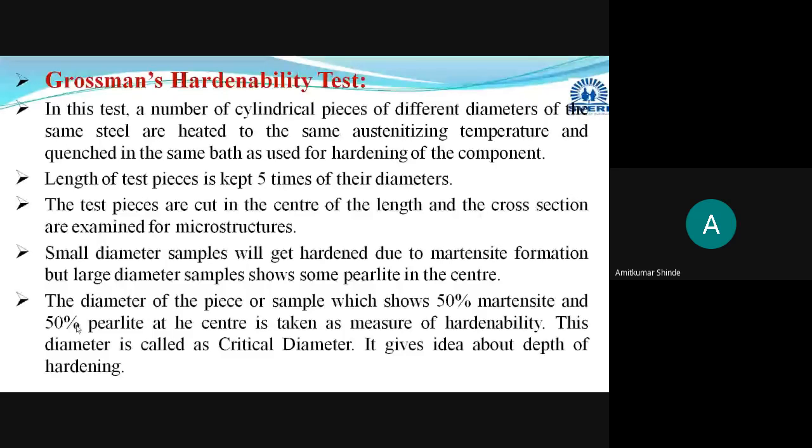Okay, a number of samples with different diameters and different lengths were taken, and depending on the diameter, the length has to be taken, and length is generally taken as 5 times the diameter of that steel sample. And all these samples are heated in a furnace above A3 or above ACM temperature, so that the steel gets austenitized. And after that it is removed and quenched.